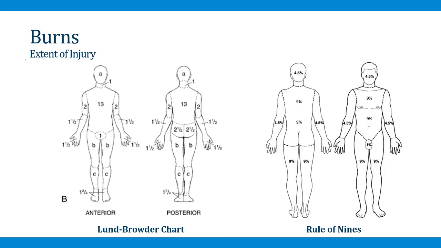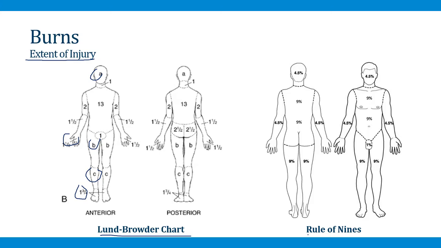For characterizing the extent of a burn injury, there are two ways this can be done. One is to use what's known as a Lund-Browder chart. That's what's shown on the left side of the screen here. It gives percentages based on whether the feet, the legs, the hands, the arms, and the head are involved. You'll notice that the chart has an A for the head and B and C for the legs. That's because the Lund-Browder chart has different values depending on whether or not the person who is injured is a baby, child, or adult. So the Lund-Browder chart is a very precise way to estimate the extent of injury.